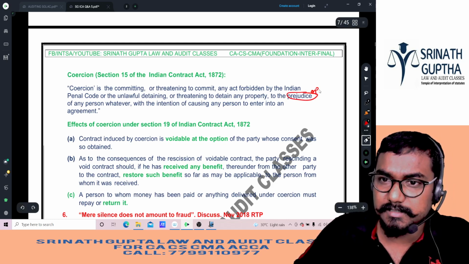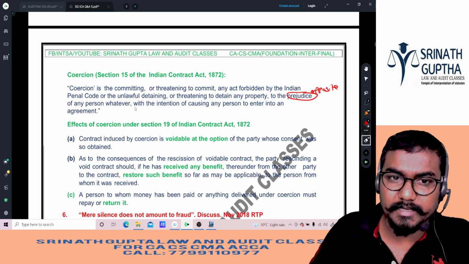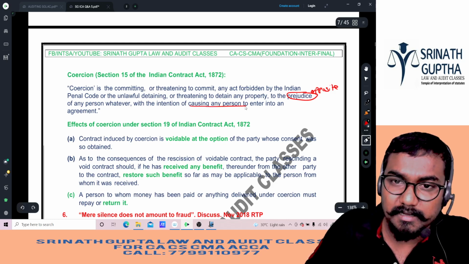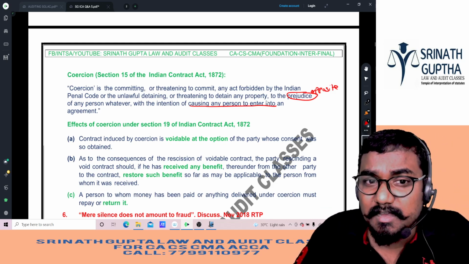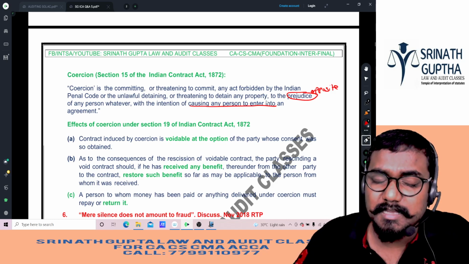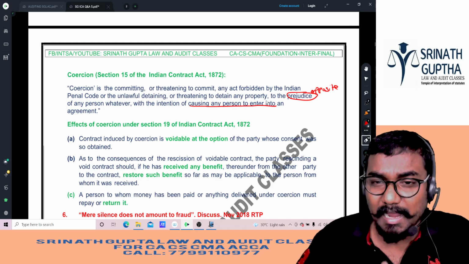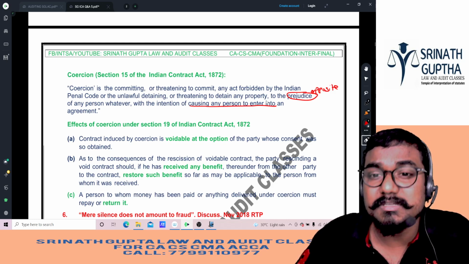To the prejudice means opposite, beta. Prejudice means opposite of any person, with the intention of causing any person to enter into a contract or agreement. So I am influencing him to enter into agreement. Otherwise, I will do some activity. Which activity? I'll commit an act forbidden by IPC, or threaten to commit an act forbidden by IPC. I'll do any of the activity if you don't enter into agreement with me. So that is a coercion.